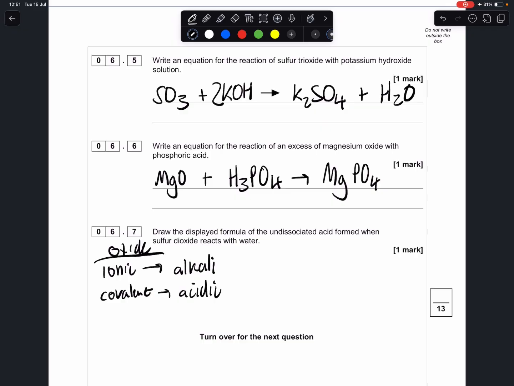So we need to balance this. Magnesium is in group 2, so it forms 2+, and this is 3-, so we can make them both +6 and -6. So if we put 3 there, put this in brackets, put 2 there, there is our salt. And we are also going to make water, because we're making a salt and water. And we just need to balance this now.